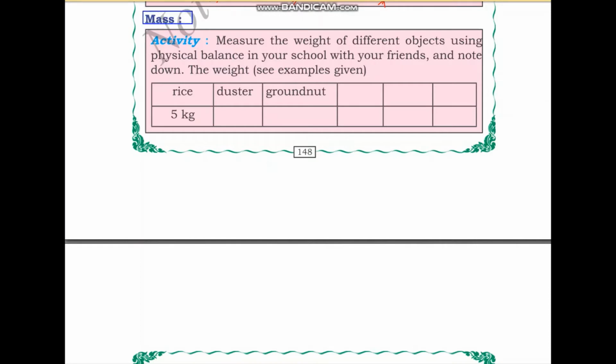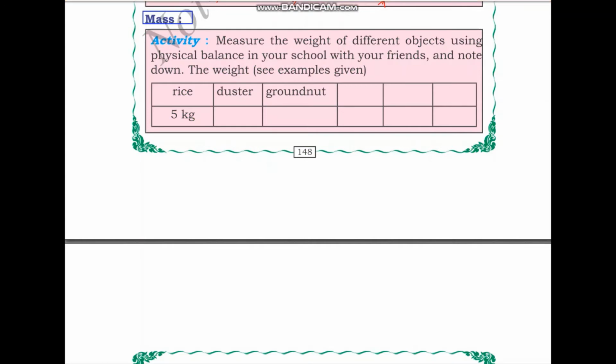So the activity is to measure the weight of different objects using a physical balance in your school with your friends and note down the weight. Whenever we go out to a shop to buy vegetables or groceries, most of them will be measured in kgs, correct? So if you want to buy rice, you say I want 5 kgs of rice, or 10 kgs of rice, or 1 kg of rice and so on. Similarly, if you want to buy vegetables, you'll say, I need half a kg of tomato.